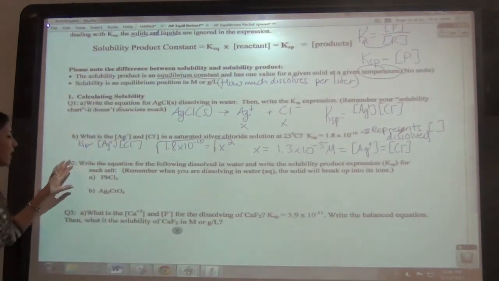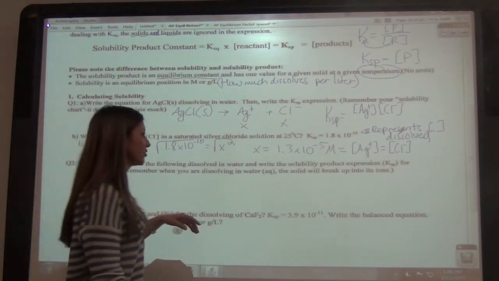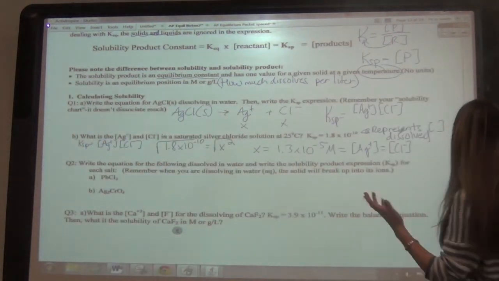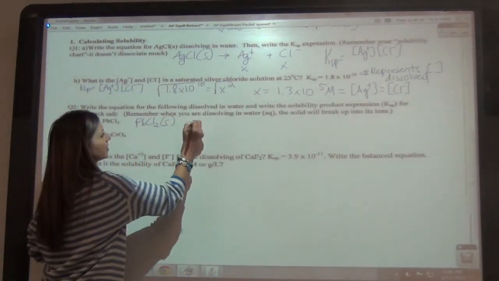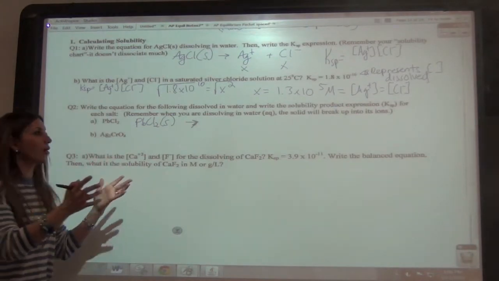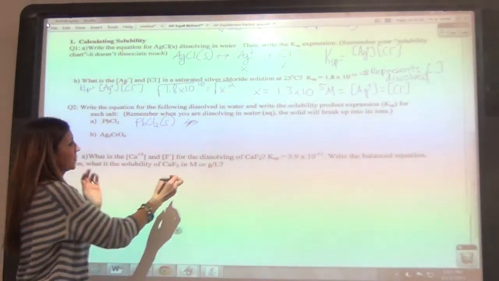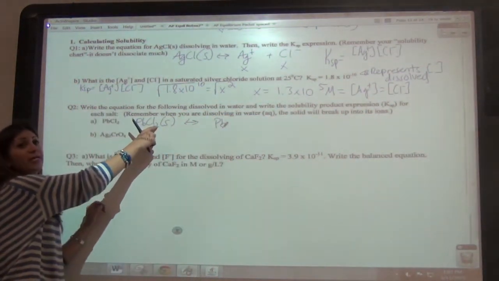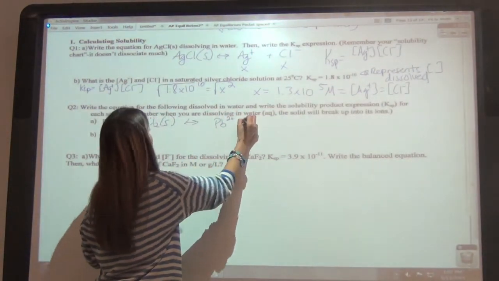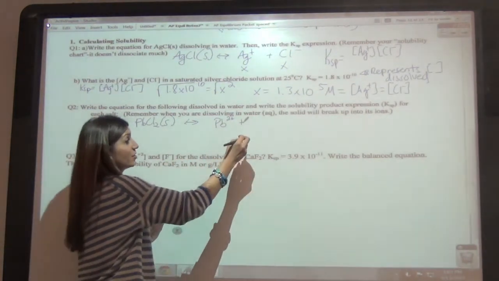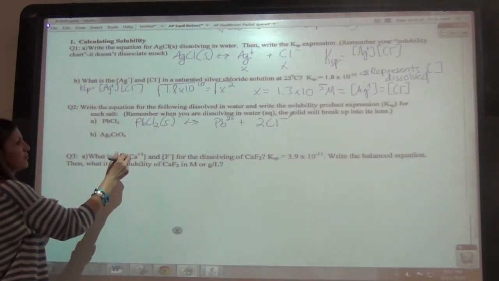It says write the equation for the following dissolved in water and then write the Ksp expression for each. Remember, when you're dissolving in water, the solid's going to break up into its ions. We know this. So let's do PbCl2. PbCl2 solid yields, and these are double arrows really when we're dealing with equilibrium because we know that they can go in both directions. So what is this going to break up into? Pb, and the charge, well, if each chlorine is -1, then Pb must be a +2. So it's Pb 2 plus and what? Cl minus. How many Cl minuses? 2 Cl minuses. Perfect.